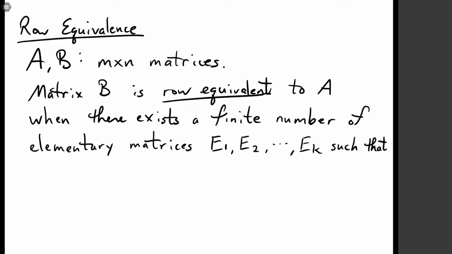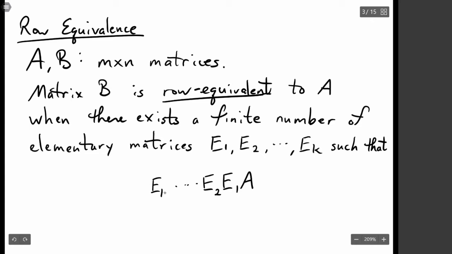So here we have two matrices, A and B. They're m by n matrices. We say that B is row-equivalent to A. Matrix B is row-equivalent to A if there is a finite number of elementary matrices, E1 through EK, such that we start with A, do row operation number 1, row operation number 2, and keep doing this until we get to the second to last operation and then the last operation.